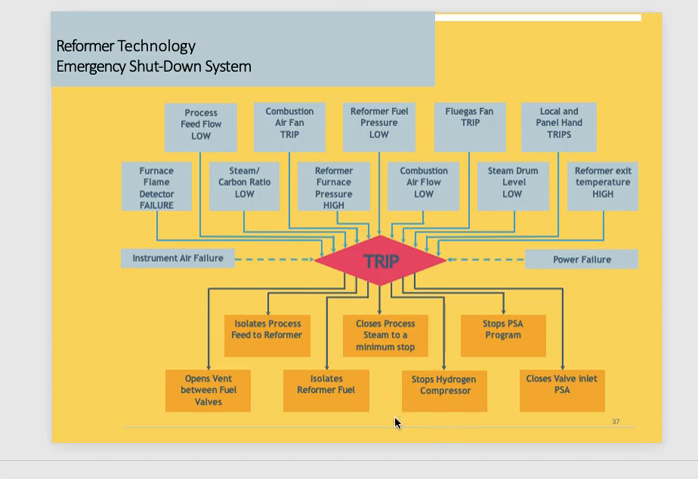If you are designed to work with a hydrogen compressor, stop the PSA program and close the valve inlet to PSA, directed to flare or something like that, okay? This is the main interlock system related to the hydrogen unit.